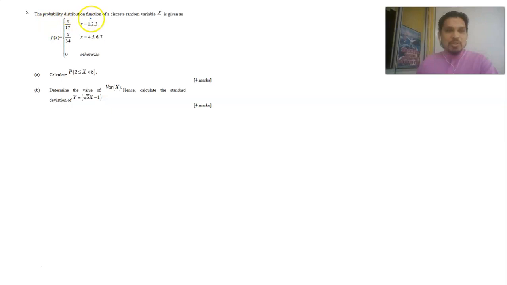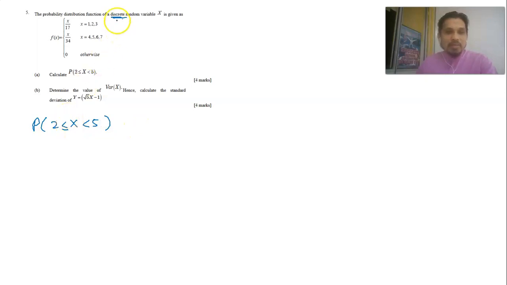Okay. Question 5. The probability distribution function of the discrete random variable x is given as this one here. As you see on your screen, it is discrete, not continuous. Calculate the probability of x between 2 and 5.